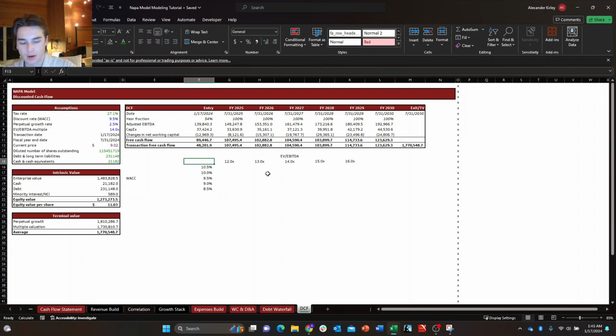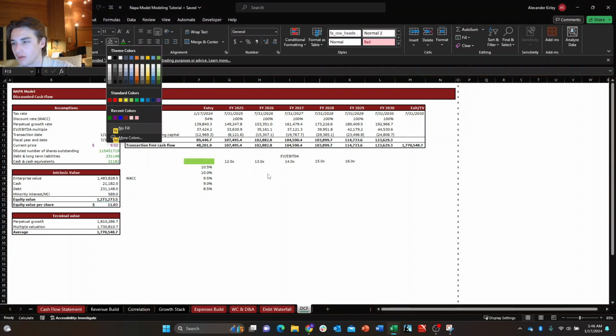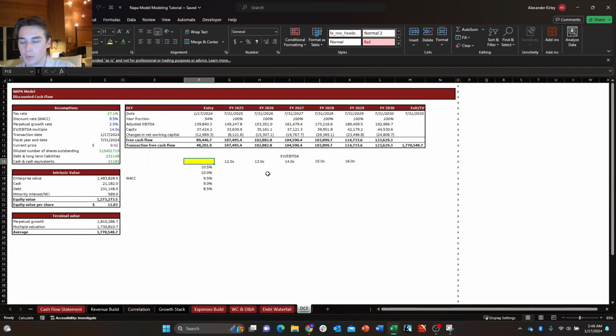And there we have it. So where this comes into play is I now want, and this needs to be in this corner here. I'll highlight it for reference. So in this corner, what we want to do is input whatever we want to be sensitized. So in this case, it's our equity value per share. So I'm going to put this number here.